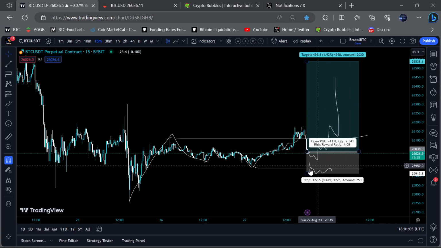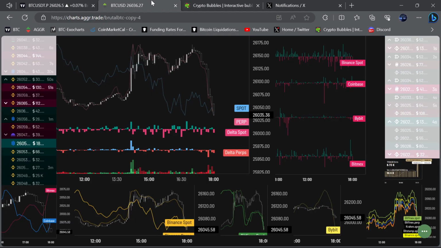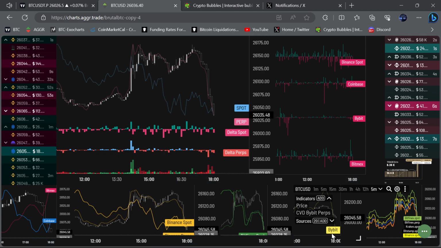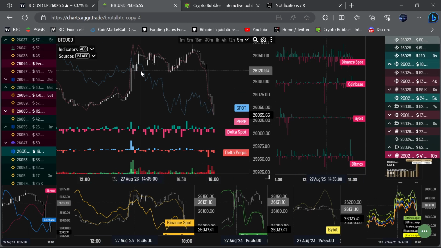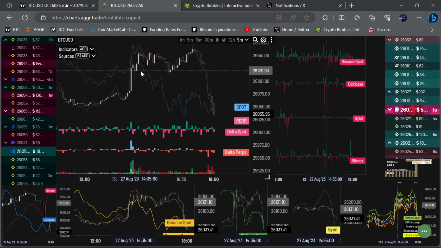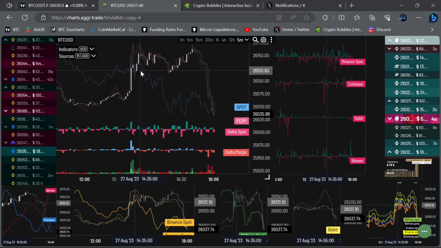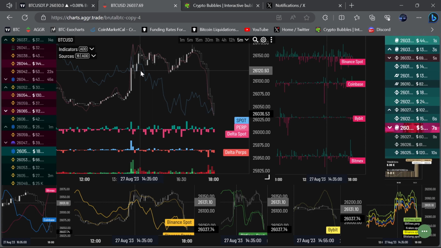So this is my bias overview and current state of the market, because a lot of perpetuals are shorting and mainly Bybit is shorting. This is Agar.trade, and I have already shared a lot of videos of Agar.trade on Twitter, as well as a complete guide video of Agar.trade is already visible on my YouTube channel. You guys can just scroll down and look at that video.